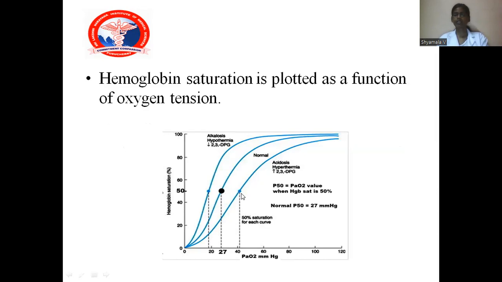Whenever there is a rightward shift of the curve, as seen in conditions like acidosis, hyperthermia, increasing 2,3 diphosphoglycerate level, there is unloading of oxygen to the tissues, that is delivery of oxygen to the tissues. Whenever there is a leftward shift, as seen in conditions like alkalosis, hypothermia, or decreasing 2,3 DPG level, there is uptake of oxygen, with less release to the tissues.